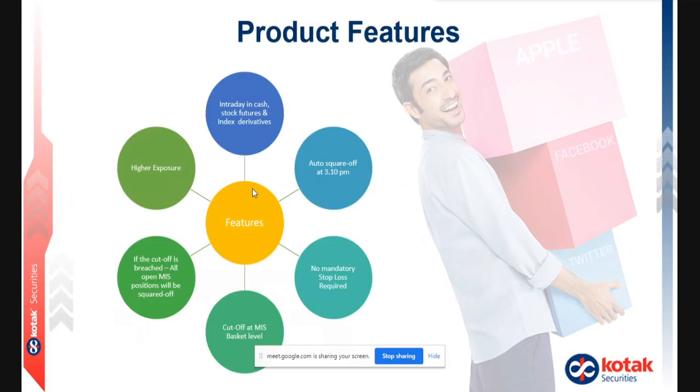There are many features, like auto square off at 3:10 p.m. So basically, it's an intraday product. You do not have to worry. You just create your position, and at 3:10 p.m. it will be auto squared off.